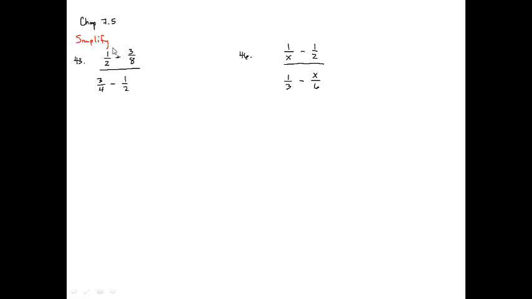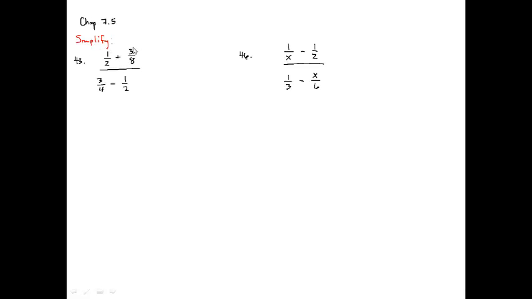Oh, by the way, this is on page 579 in your chapter review. Alright, so I need to simplify. So let's look at the numerator first. I have a half plus 3/8. Well, I'm adding fractions. How do you add fractions? Yep, you need to have the same denominator. So you need to find your LCD.